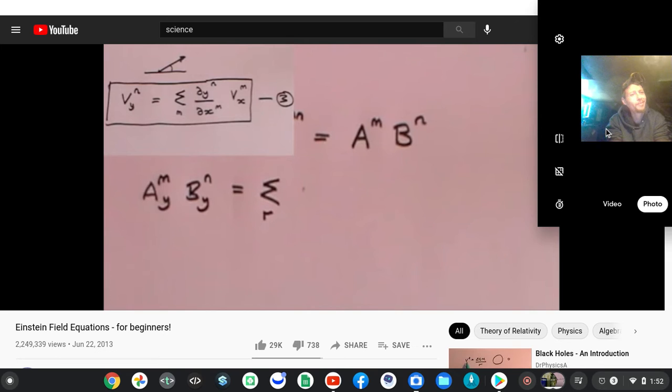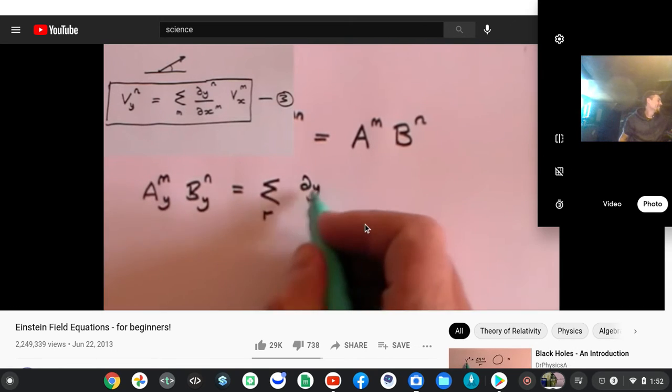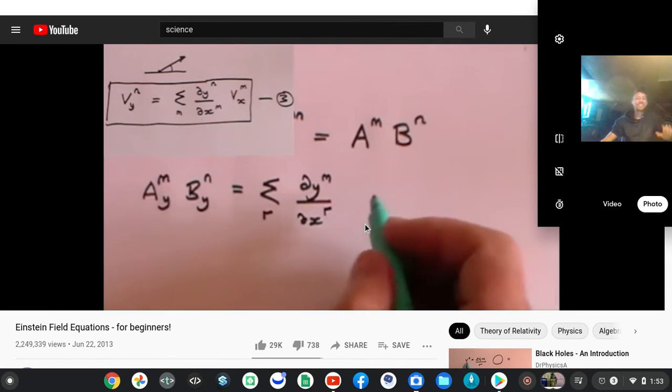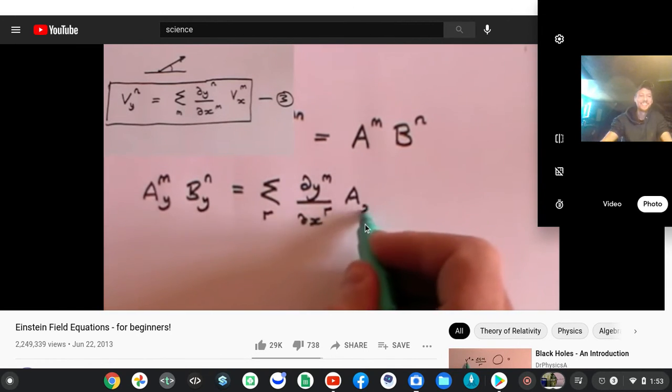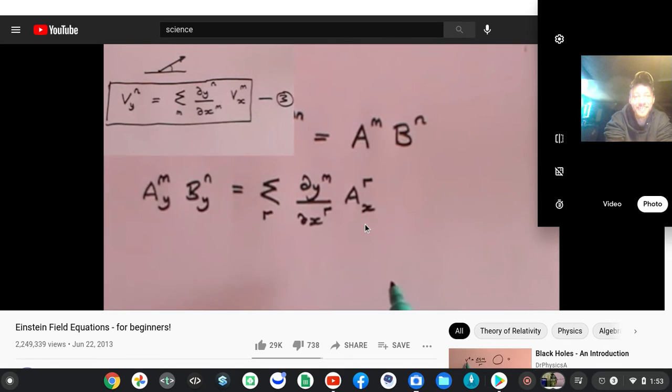Summation term. It's called a dummy variable. It doesn't matter what you put. And that's going to be dy m by dx r times A in the X frame of reference, r. That does the vector A.